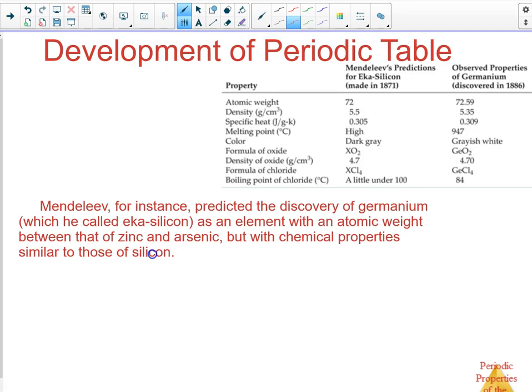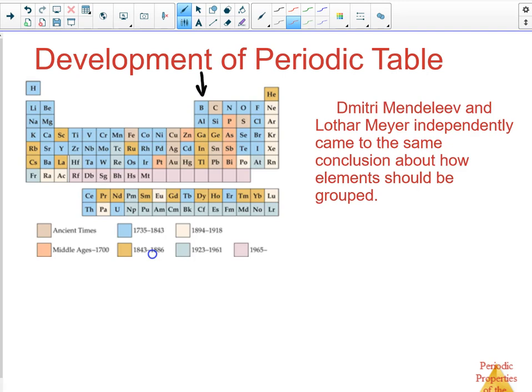Mendeleev, for instance, predicted the discovery of germanium, which he called ecosilicon, as an element with an atomic weight between that of zinc and arsenic, but with chemical properties similar to those of silicon. So what that slide is saying is quite a few of these things hadn't been discovered yet when they made the periodic table. But the way they made it, they left holes. And those holes have been filled. And nothing that was newly discovered has ever displaced something that they had already organized. It's incredible.